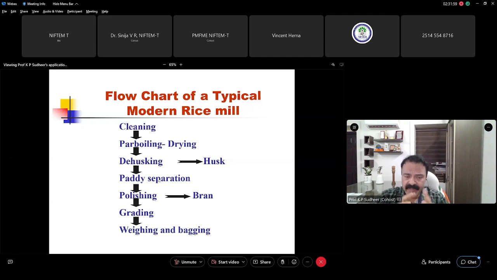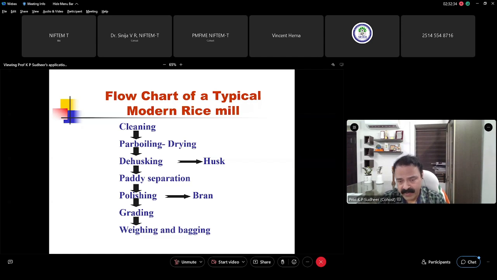Then, for dehusking, of course, there are many machineries. We will be discussing all the machineries later on, like huller, sheller, rubber roll sheller, centrifugal sheller. Different machineries are there, and whatever equipment we are using, the main aim is removal of the husk and separation of the whole brown rice. Because 100% separation of the paddy and husk and endosperm is not possible by using any of these machineries, we need a paddy separator.